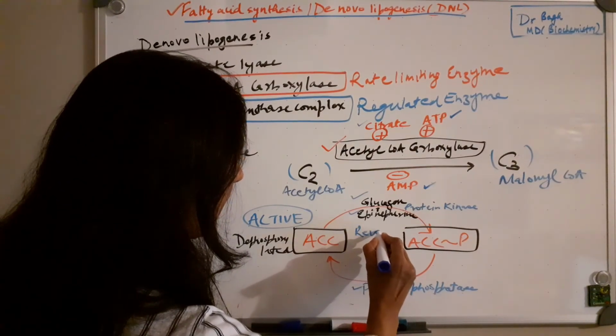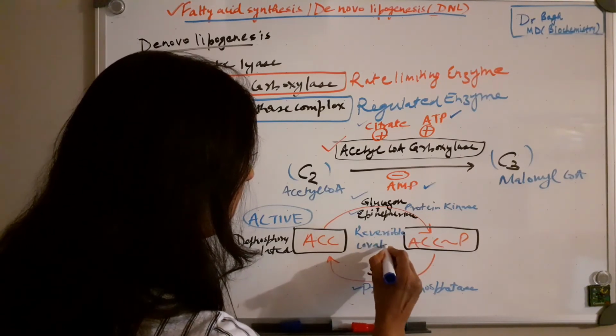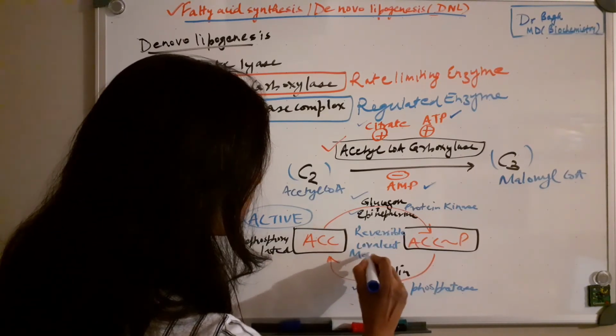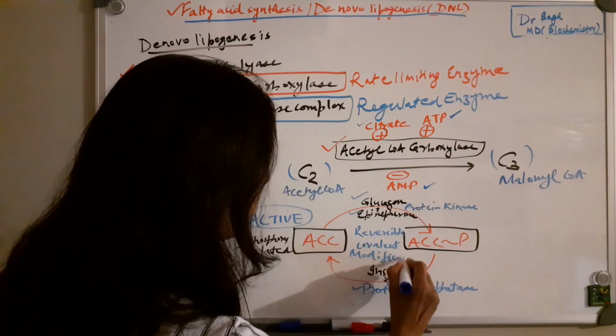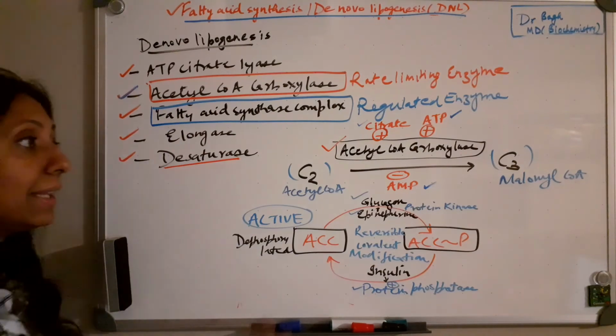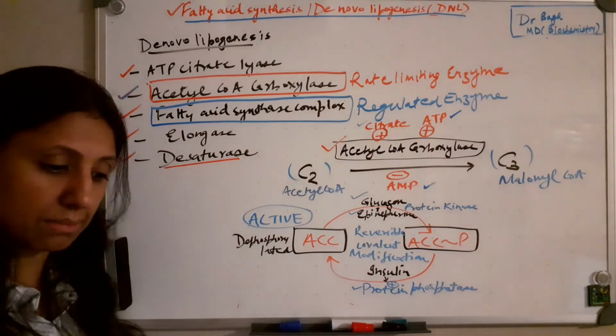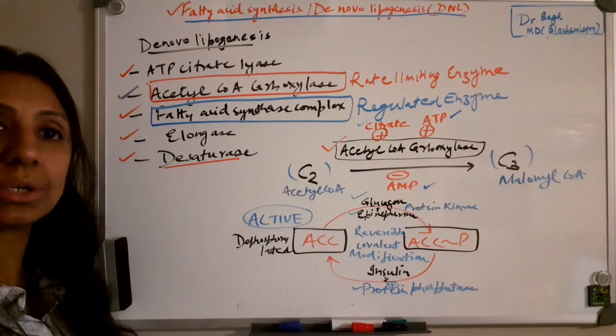This is known as reversible covalent modification. I'm sure you must have learned that before starting the pathway. So this is known as regulation. These are all short-term regulation. The last regulation is known as long-term regulation, which is known as induction and repression.